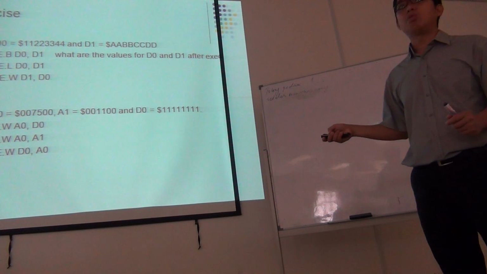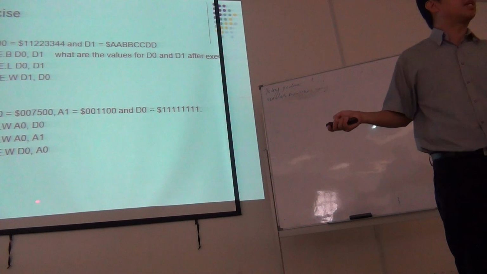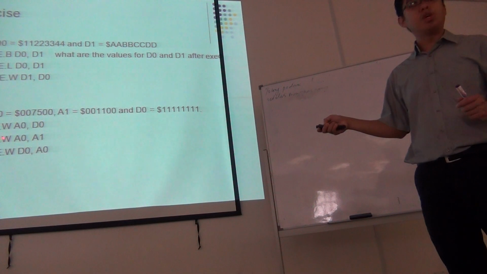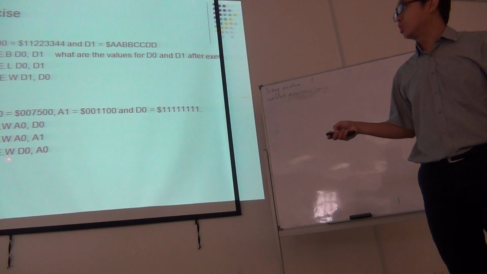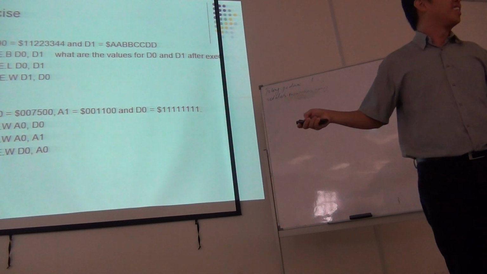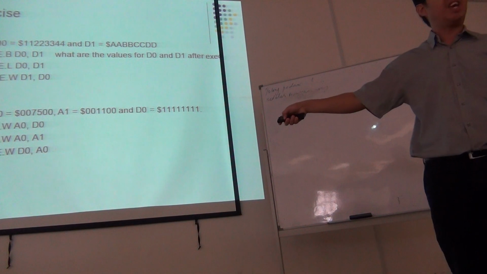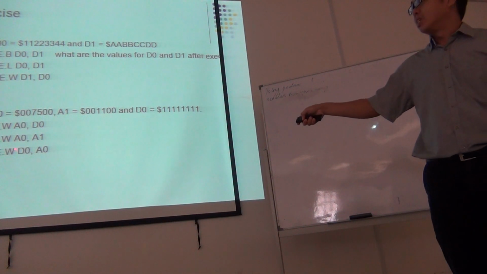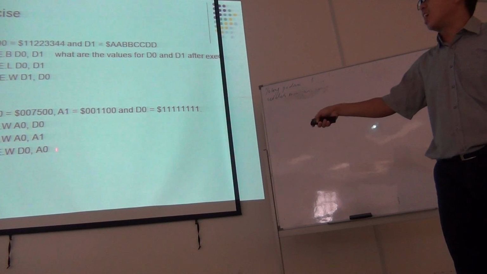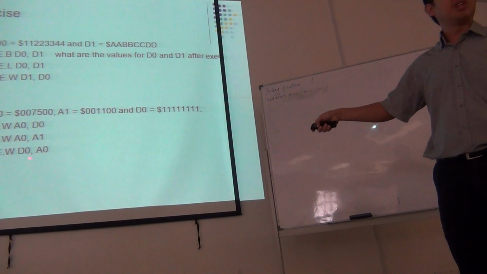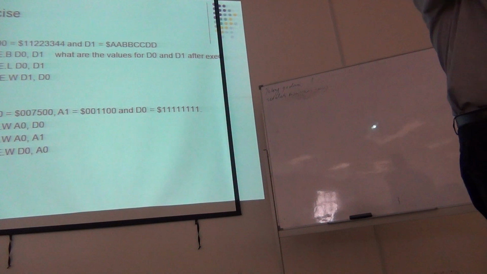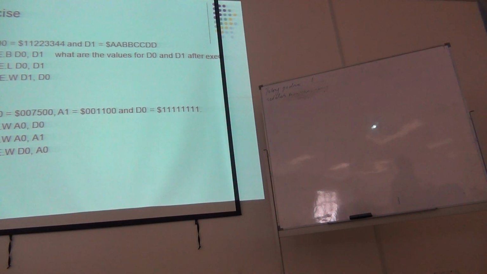Next one, move.W D0 to A0. Sign extend rules or not? It will be sign extend rules. So for D0, because of W, sign extend rules apply. And this one is actually movea, I made a mistake. It's my fault. It should be movea.W D0 to A0. D0, the last 4 are 1 1 1 1. So the final answer will be 0 0 0 0 1 1 1 1. Okay. Next.